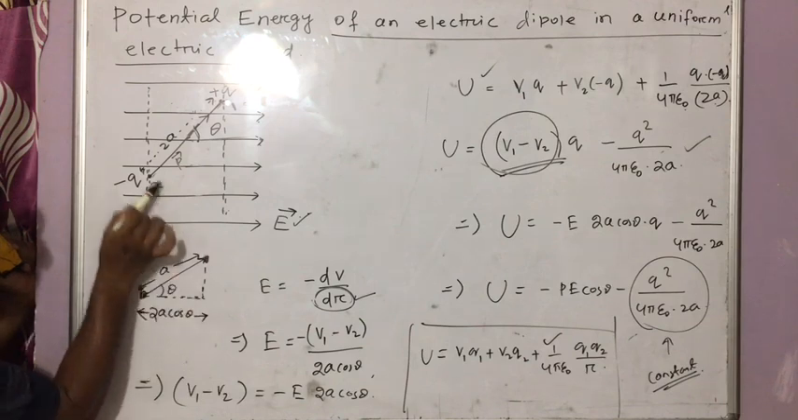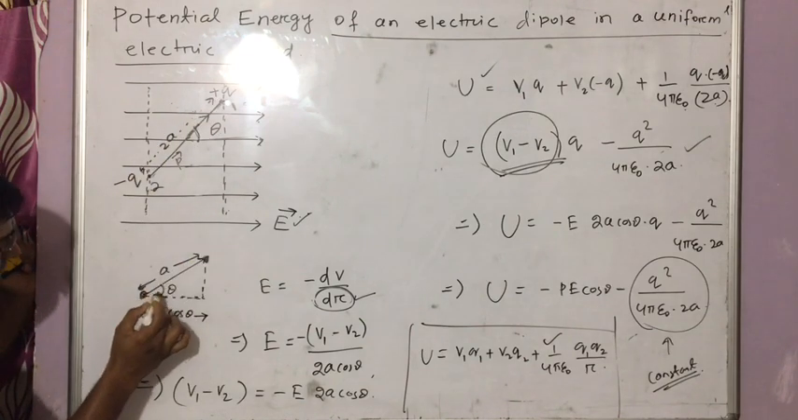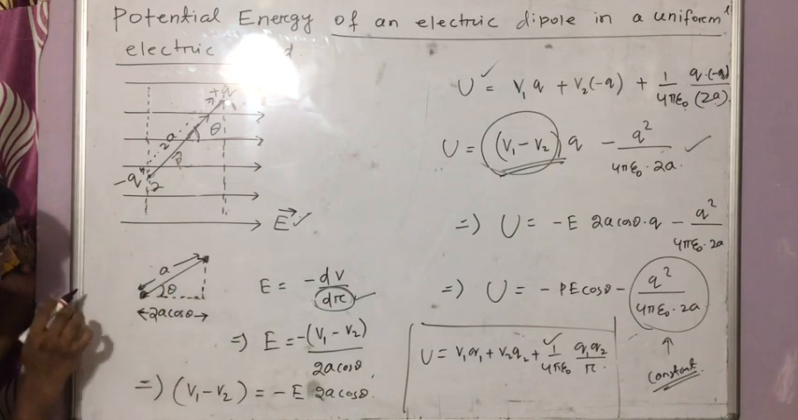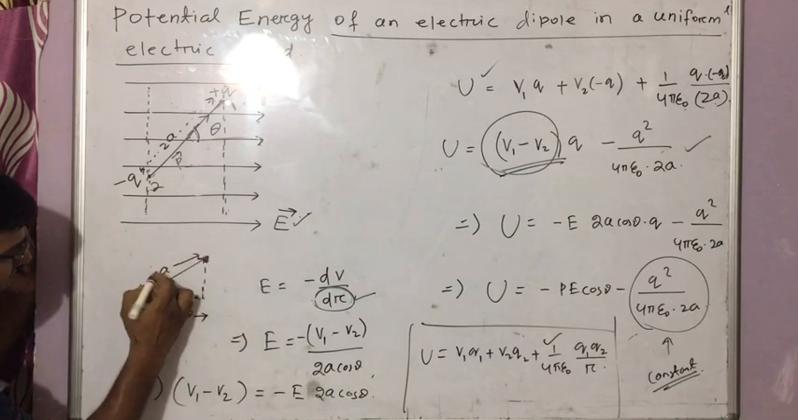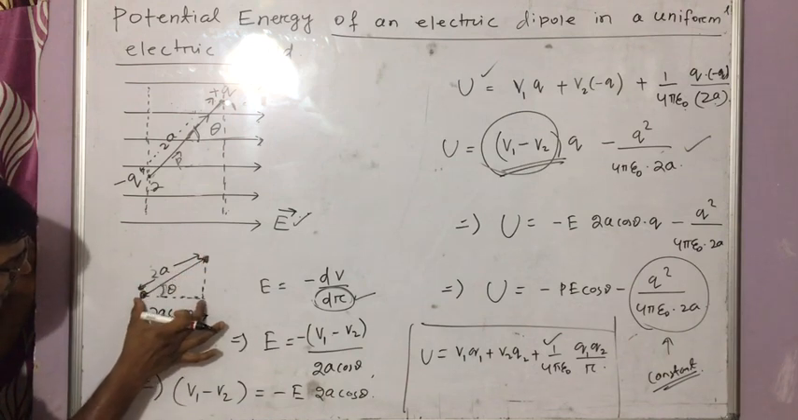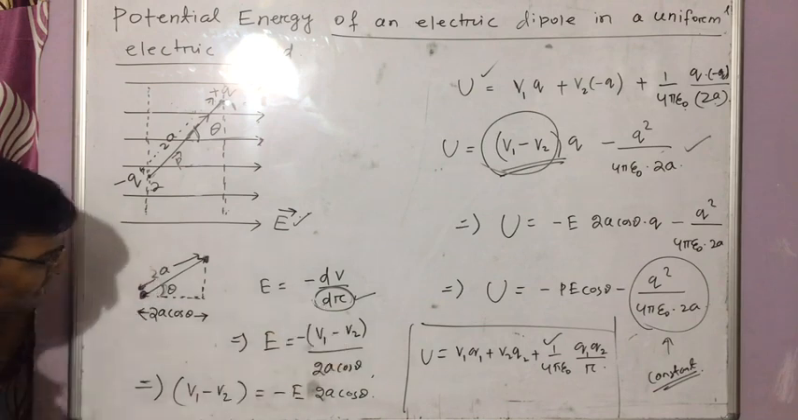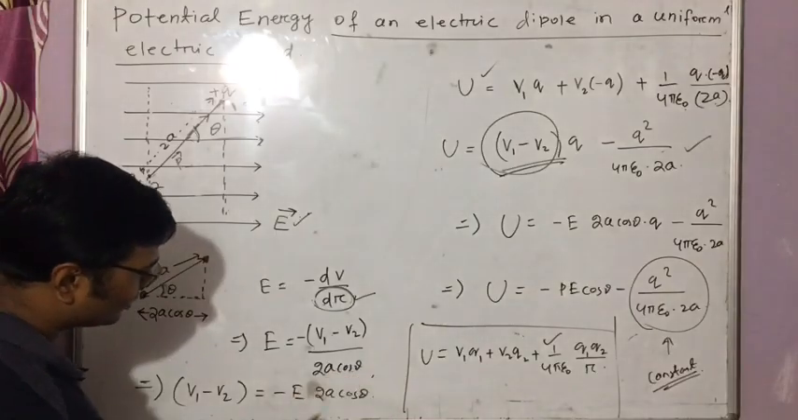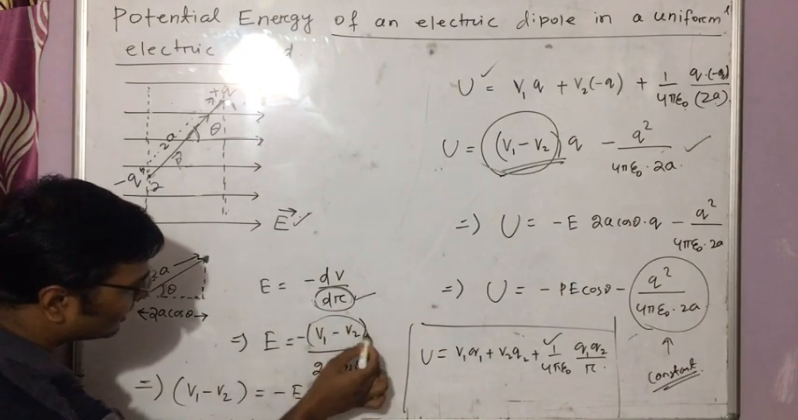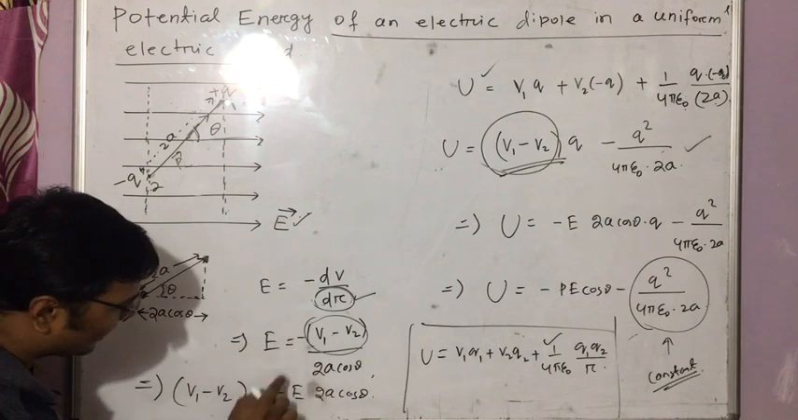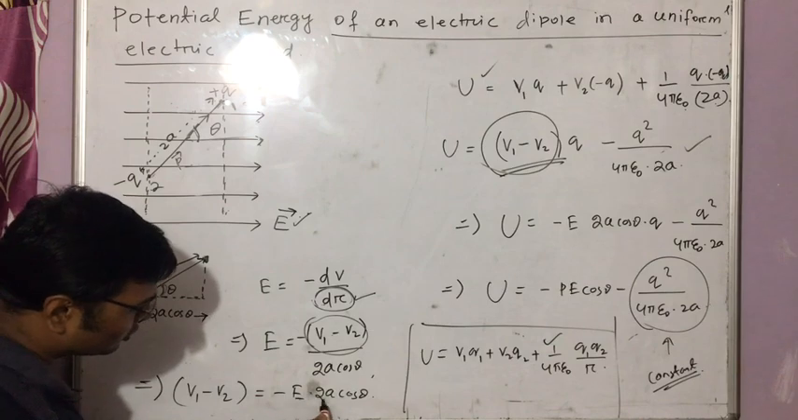See, this is the dipole moment, and let's say this is the direction of the electric field, and the angle between them is theta. Now, parallel to the electric field, this gap will be, if this is 2A and the angle is theta, 2A cos theta. So that will be your dr. So E is equal to minus V1 minus V2 by 2A cos theta. Now V1 minus V2, just multiplying and applying the negative sign, is equal to minus E into 2A cos theta.